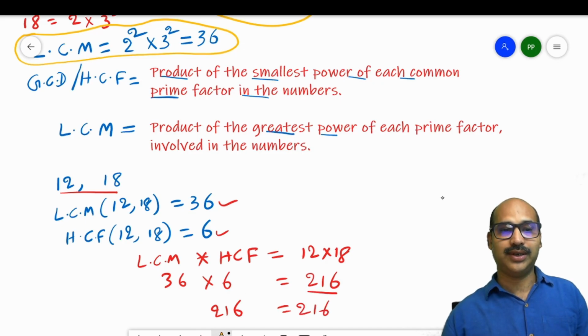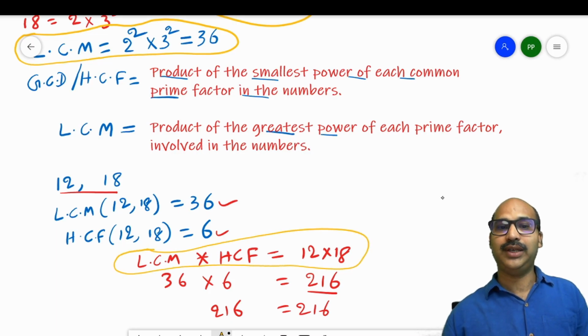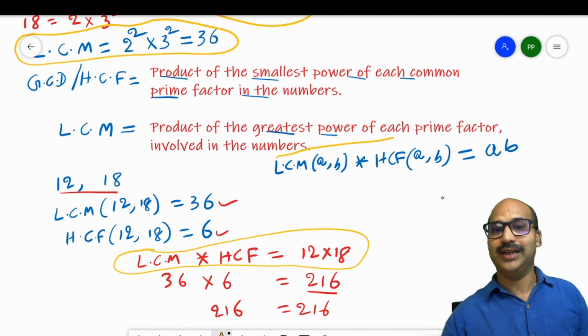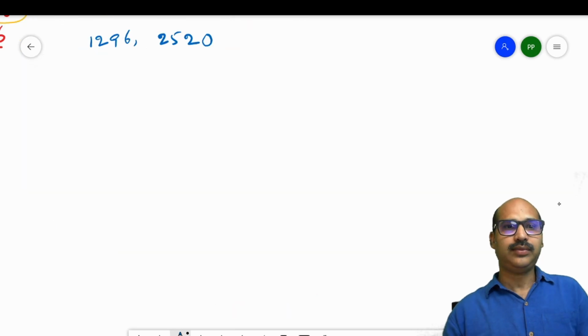So now what we can understand from this, LCM and HCF is equal to product of the numbers. Product of the numbers we can write in the form of AB. LCM of numbers A and B into HCF of numbers A and B is equal to A into B. LCM and HCF is equal to product of those numbers.